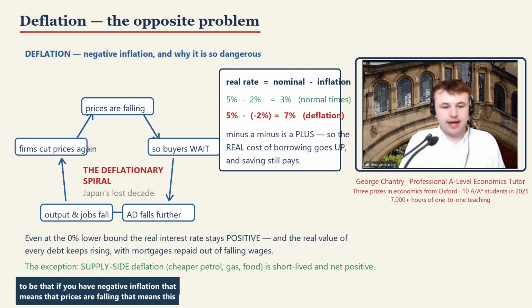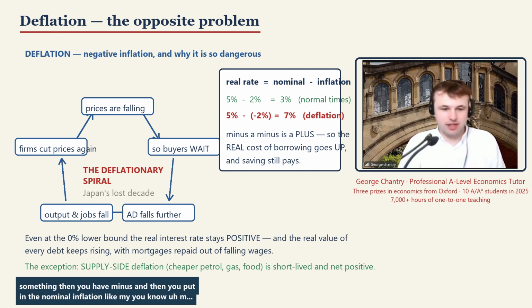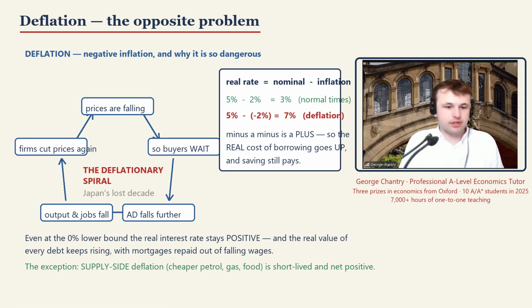So the problem here is that if you have negative inflation, that means prices are falling, which means this number is negative. Let's put some numbers on this. Let's say you get 5% nominally. So Lloyd's offers you 5%. That's an amazing interest rate from a UK bank, but let's imagine they offer you 5%. Then you have minus the inflation rate, like minus 2%.